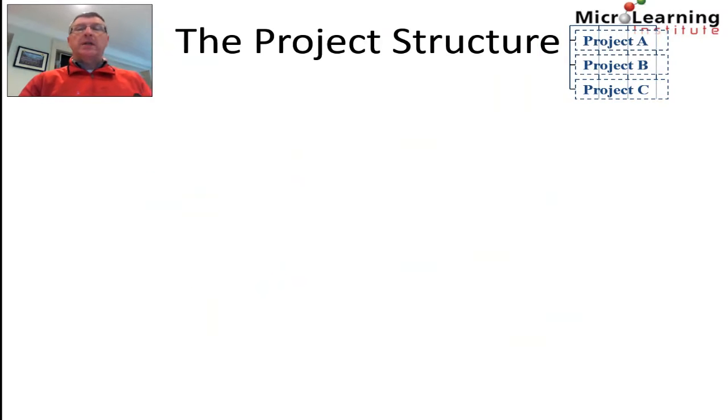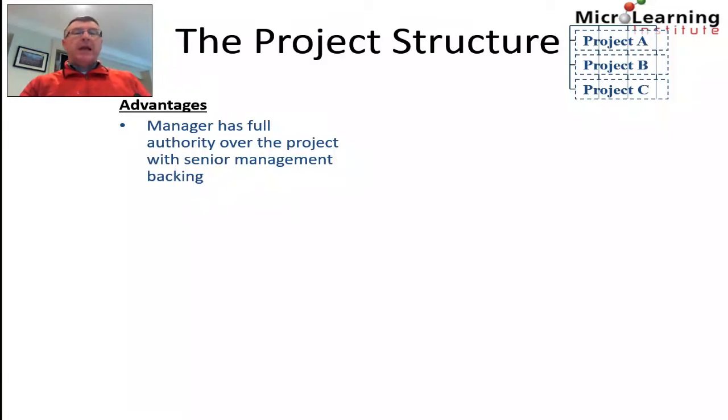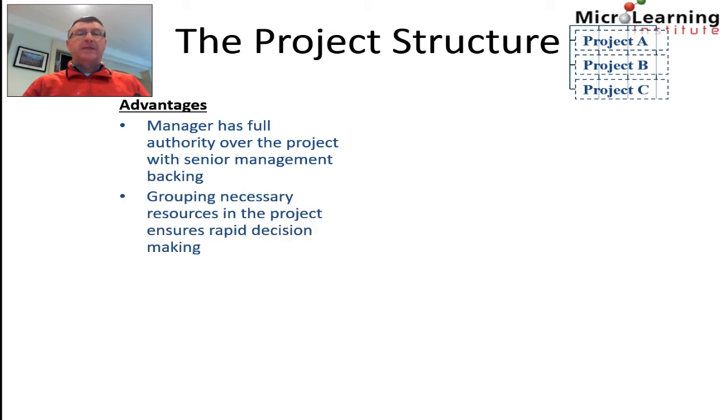An alternative approach is what's called the project structure. So here, teams are selected and individuals are selected onto project teams from different functions. So this overcomes the limitation of the functional structure because now we have individuals on teams from different functions, and these teams are formed into project teams and a project leader selected. So the advantage of this approach is that the manager has the full authority over the project with senior management backing, whereas in the previous scenario that wasn't necessarily the case.